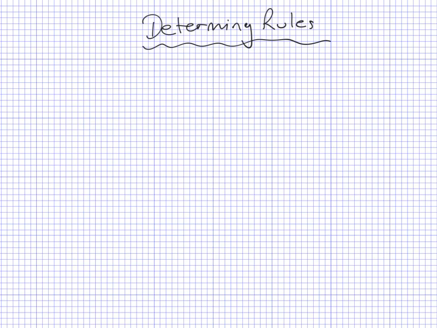All right, welcome to today's lesson. We're going to have a quick look really at how to determine rules of some of the other graphs we've looked at in this set. So things like hyperbola, truncus, circles, and so forth.